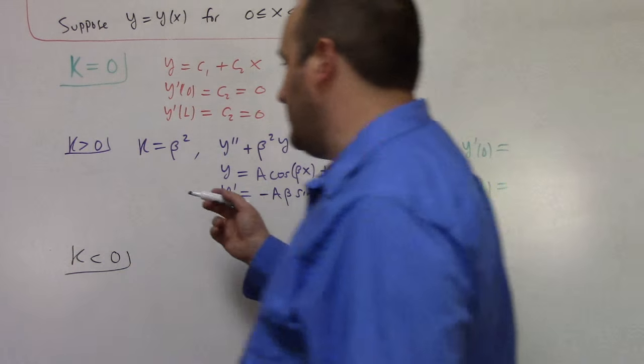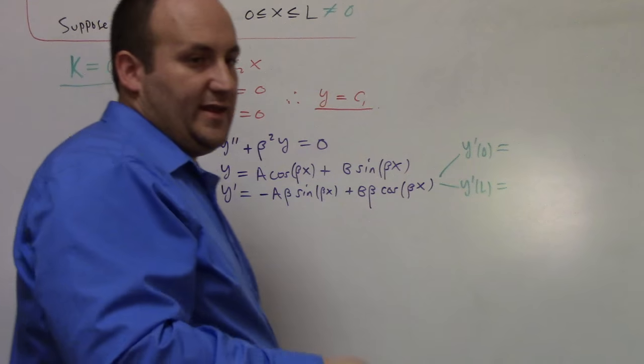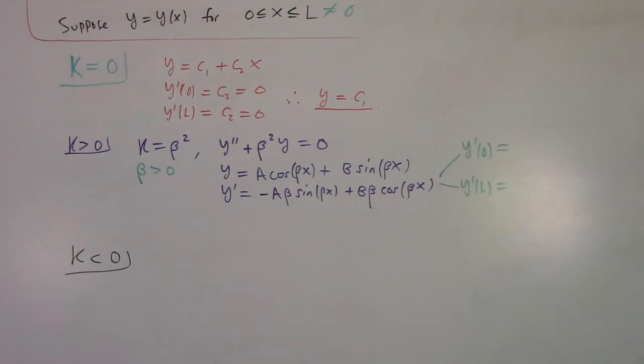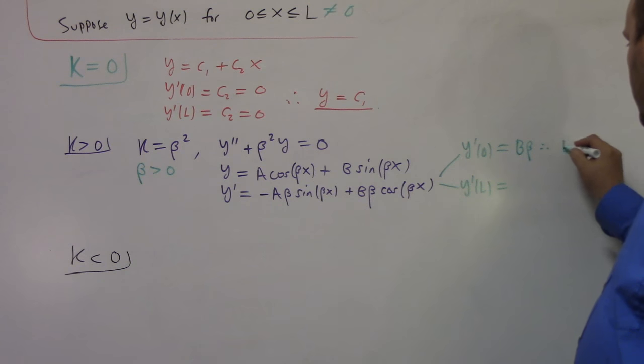Sorry, I forgot to say. I'm assuming, of course, that beta is greater than 0. We already covered the beta equal to 0 case in the first thing. Once is enough. So beta is positive. That means that the product b beta being 0 forces b to be 0. So y prime of 0 is b beta, and b is equal to 0.